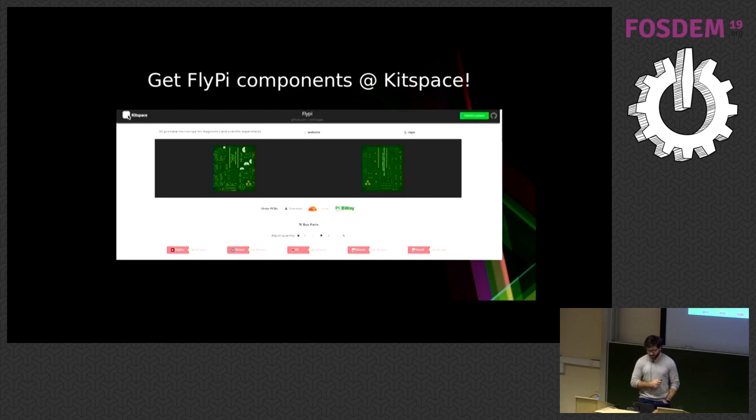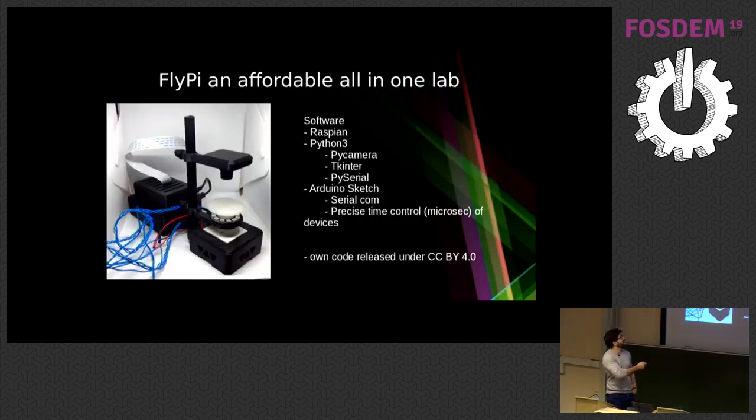Right, so this is the hardware. On the software side of things, we are using a very simple stack. It's basically the stock Raspbian, which is distributed with the Raspberry Pi, and then everything is written in Python 3. We take advantage of the PiCamera library. The user interface is Tkinter, but we're planning to move this to PyQt, and PySerial to communicate with the Arduino.